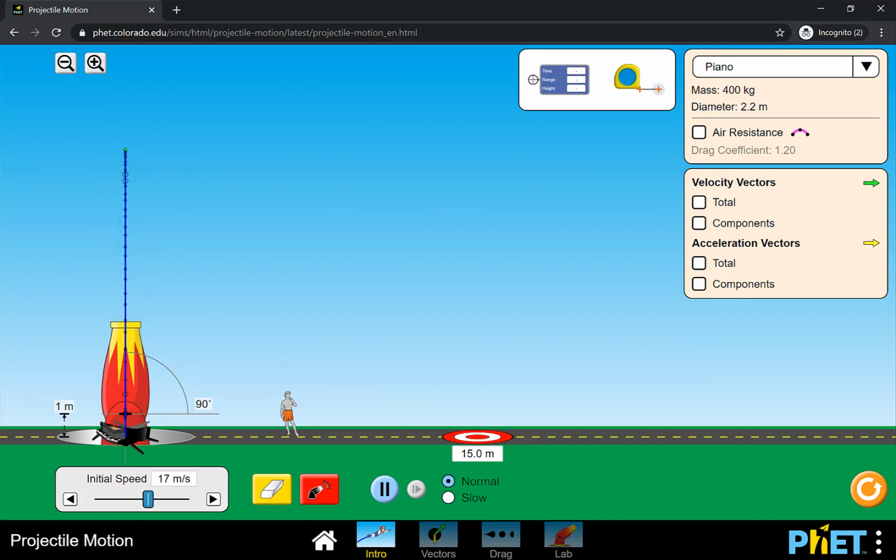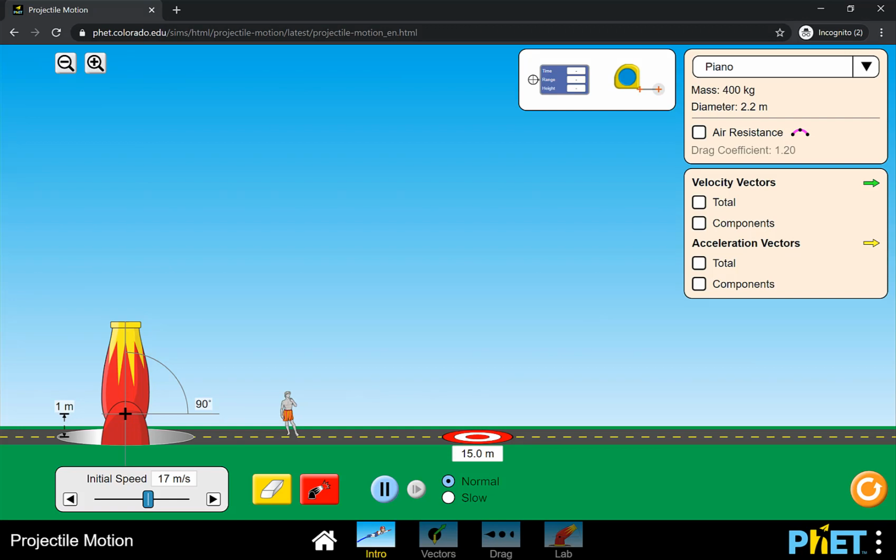I'm going to increase that to a few more. Okay, so let's clear that, and notice something. When the piano hits the very top, its velocity, you might have noticed, reached 0. There's a point in time where it was not moving. That's important to note.